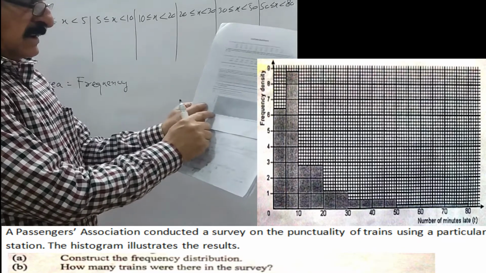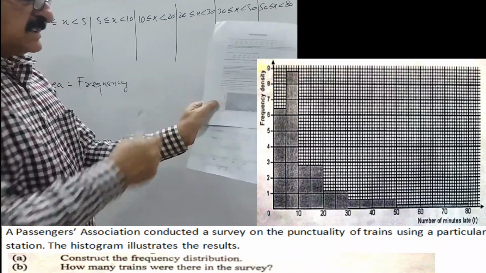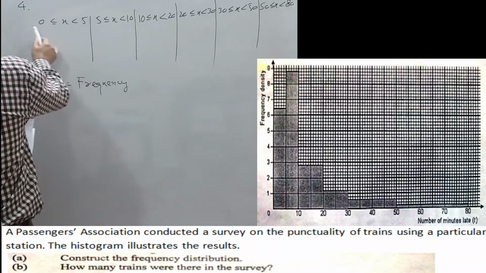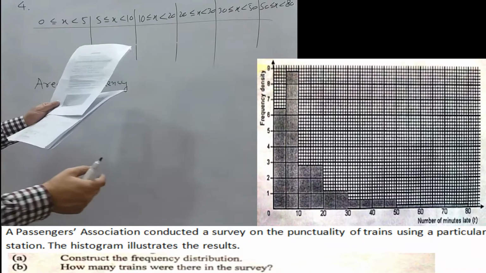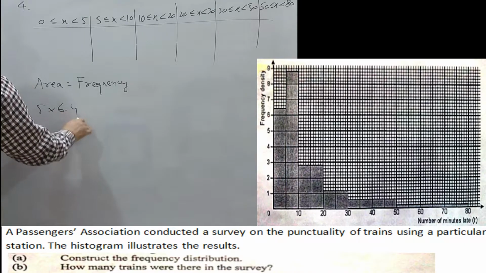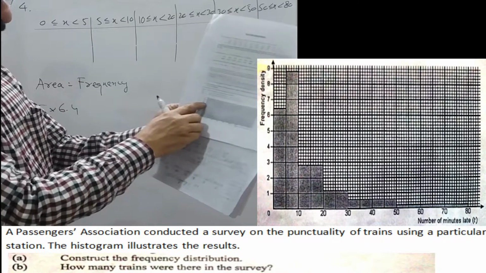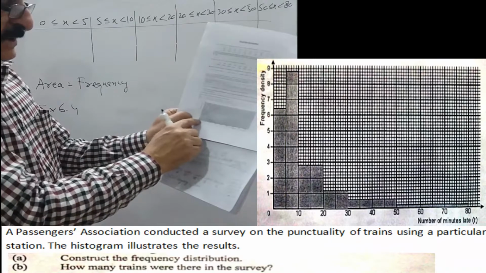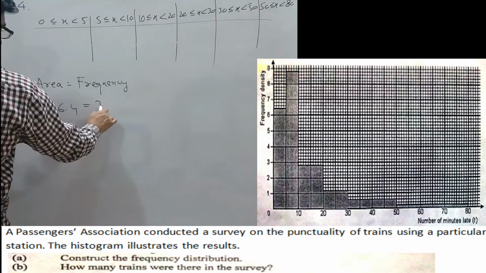Area means you multiply class width with frequency density, which is the height. Height is frequency density, so the area of the rectangle is frequency. This is a very important point. For example, from the first interval, 0 to 5, you have 5 multiplied by the height, which is 6.4. Multiply this 5 with 6.4 and you will get the answer 32.